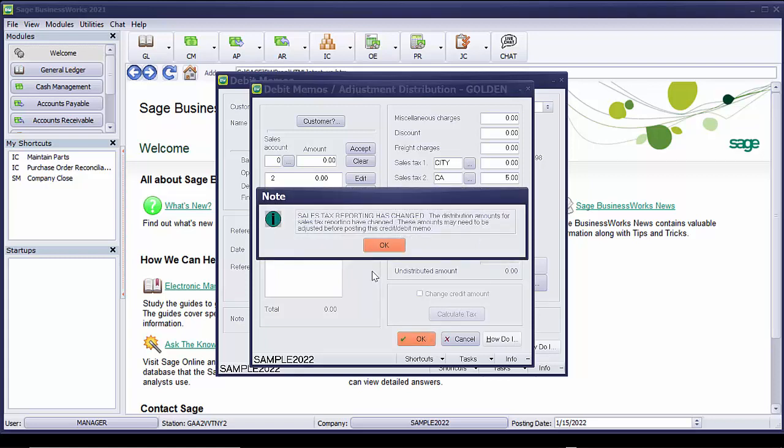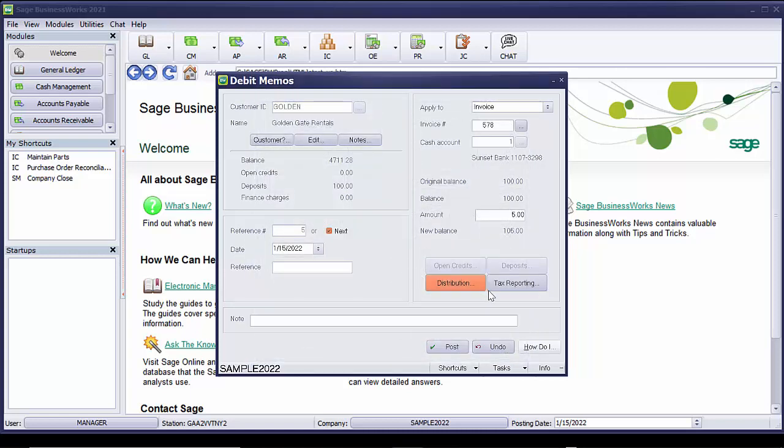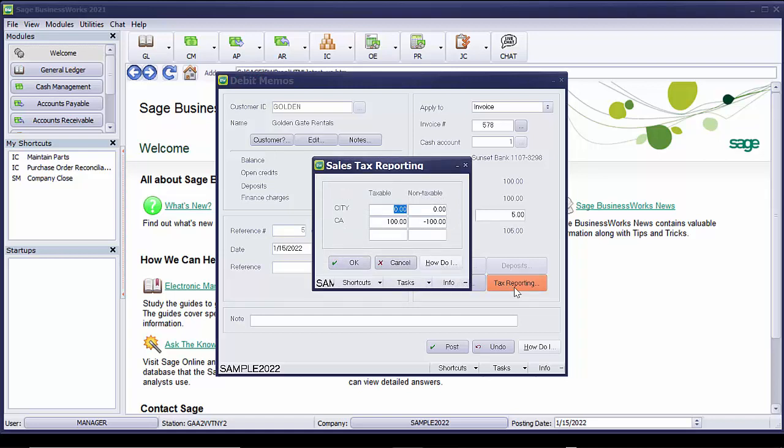Now that I've distributed the complete $5 of the debit memo, I can now say OK. And I'm now going to get the message that the sales tax reporting has changed. We OK the message, and now we want to check our tax report. Select the tax reporting button to verify the amounts are correct. In our example, we know our sales tax report previously shows the sale as non-taxable and should have been taxable.